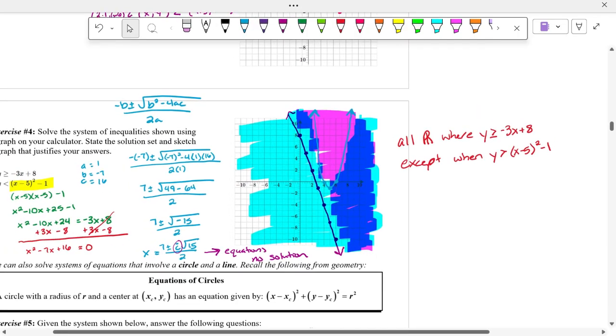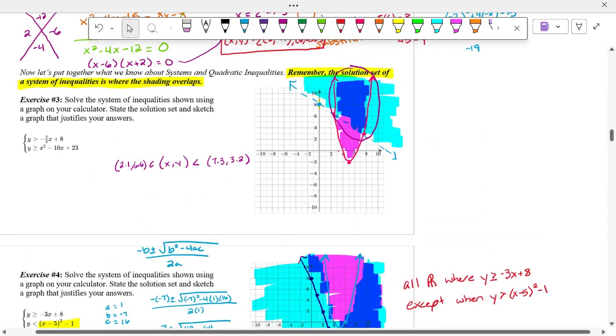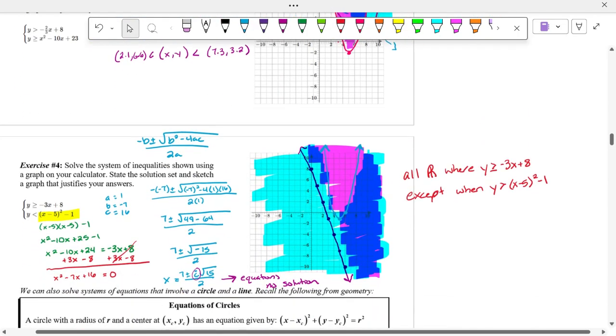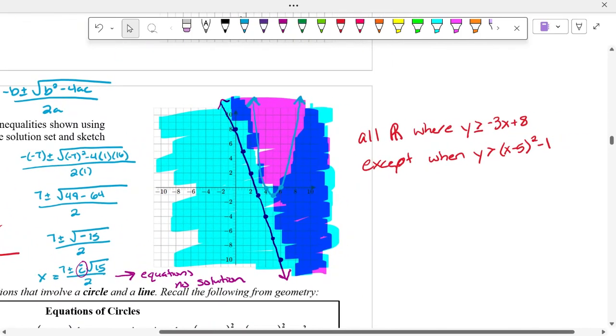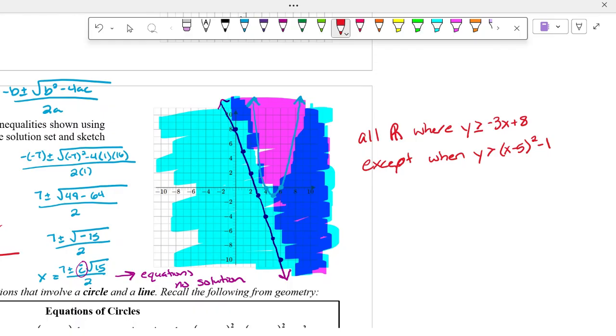For this one, it doesn't actually have values that we can say it's between because it's a no solution. But we can still get a generalized statement of where our set is. So it's any real number where y is greater than or equal to negative 3x plus 8, except it excludes this section right here. This one little pink section in the middle, that's what it excludes.